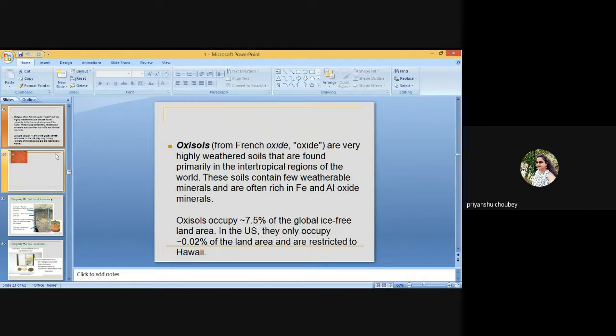Sodic drainage is the major problem due to dispersion of the clay and clogging of soil pores. Classified as Alfisol, Inceptisol, Entisol, and Aridisol.